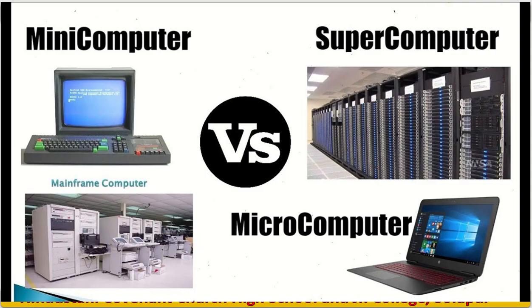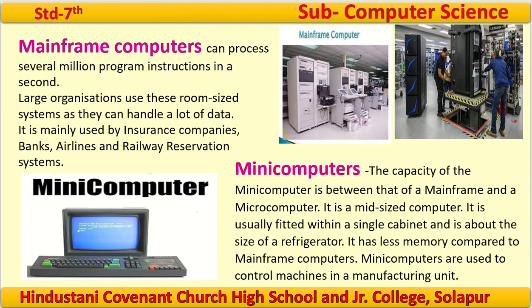Next part is the different types of computers, different generation computers. We saw microcomputers. Now we'll go through minicomputer, supercomputer, and mainframe computers one by one. First, we go for mainframe computers. Mainframe computers can process several million program instructions in a second. Yes, can you see these? These are the mainframe computers.